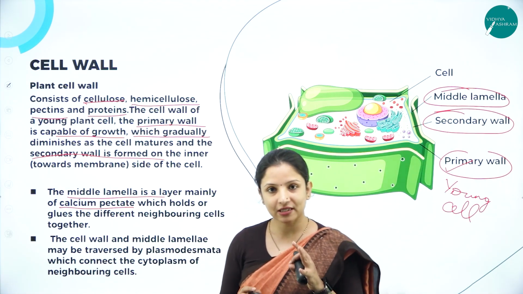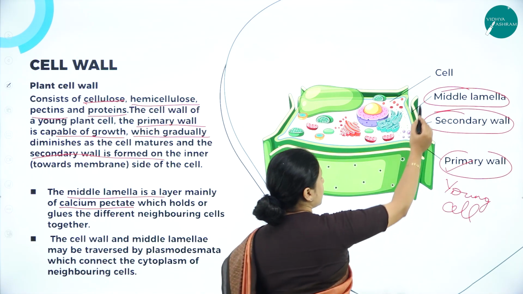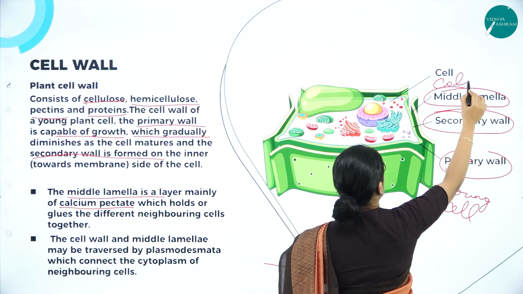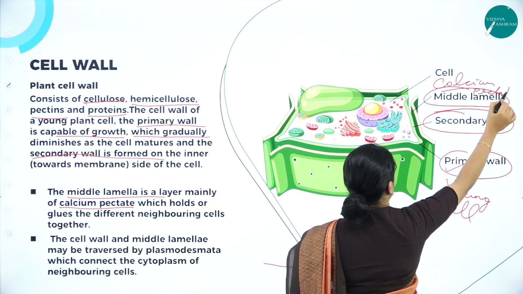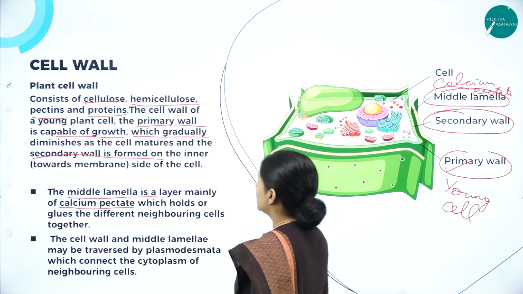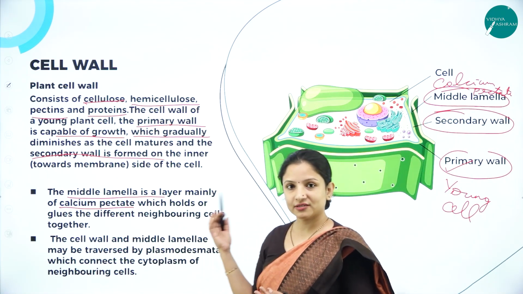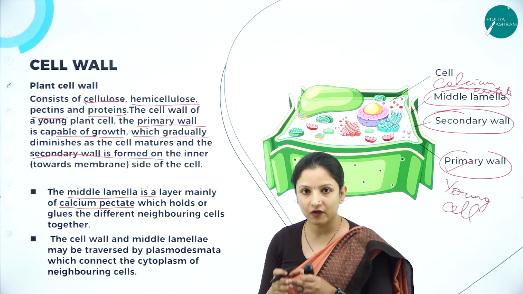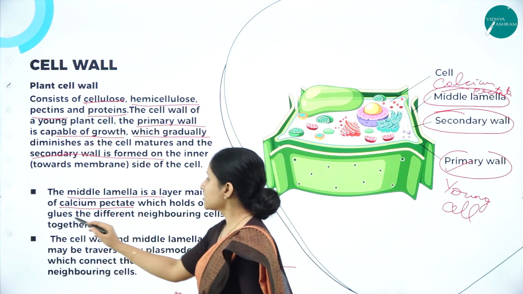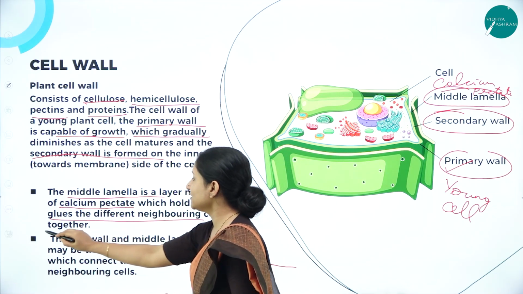lamella. And what is that middle lamella made up of? It is mainly made up of calcium pectate. So that is the composition. All this can come for MCQs. And this calcium pectate is very, very important because it glues the different neighboring cells together.